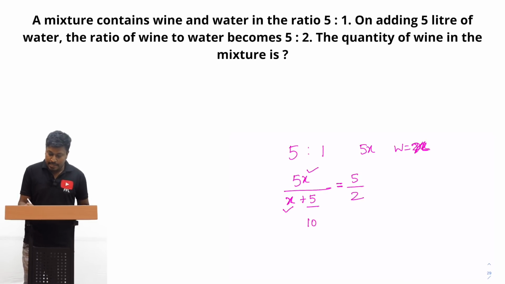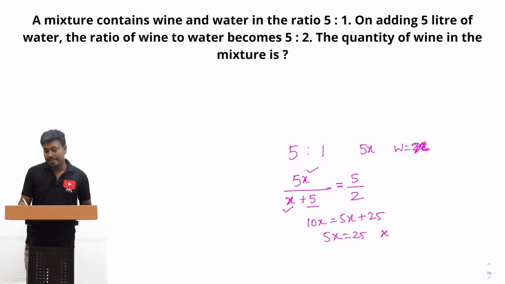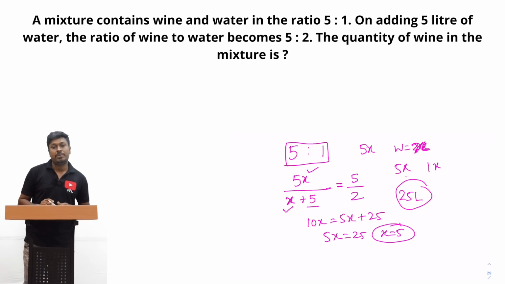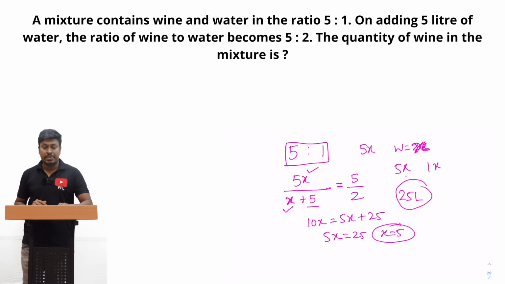So this becomes 10x is equal to 5x plus 25. So 5x is equal to 25, so x is equal to 5. So now what is the target? The quantity of wine in the mixture. We know that already the mixture is in the ratio 5x to 1x, right? Now our target is to find the wine quantity. Substitute x is equal to 5 here, which is 25 liters. So we can say that 25 liters will be the wine quantity.